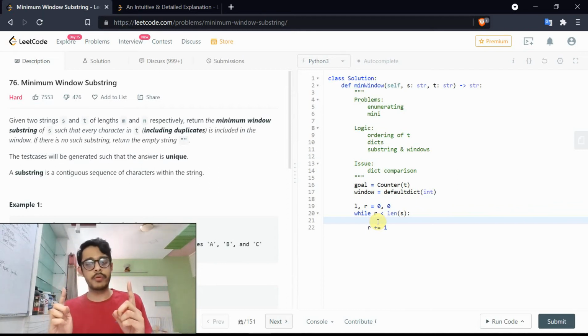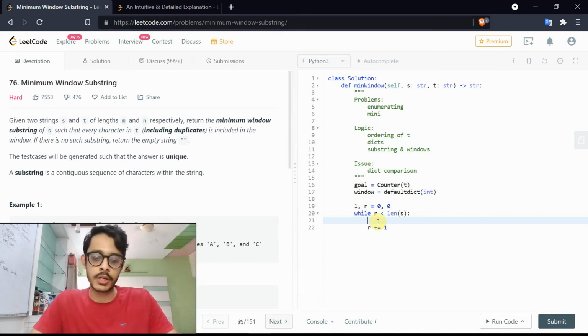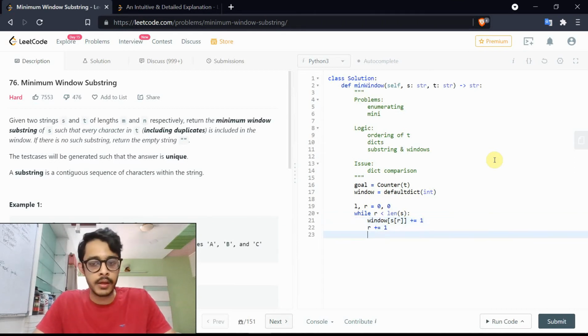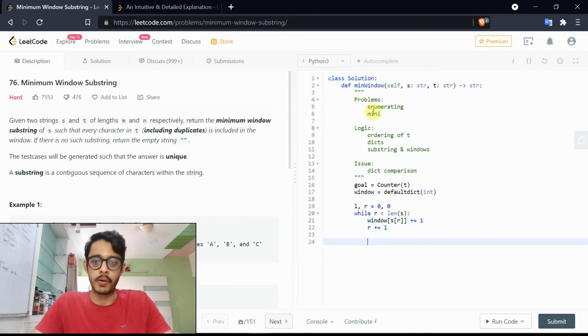At every point of time, you want to now include the new character inside of the window dictionary. So we'll have the window dictionary here and we'll access the S of R and we'll just do plus equals to 1. As simple as that. Now let's talk about the minimum part of these.